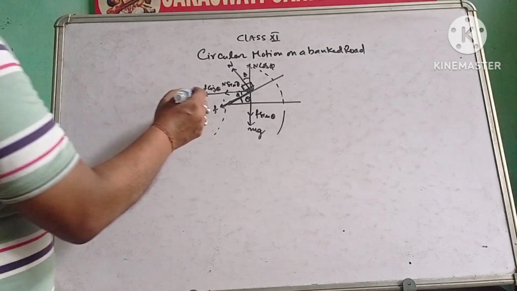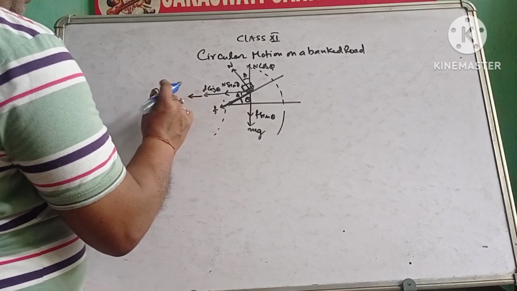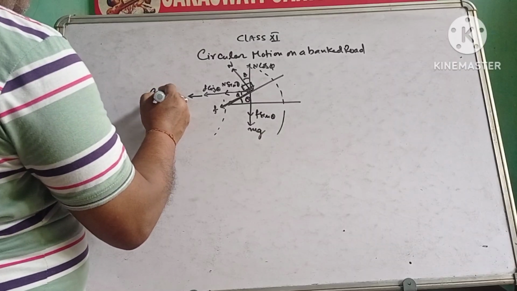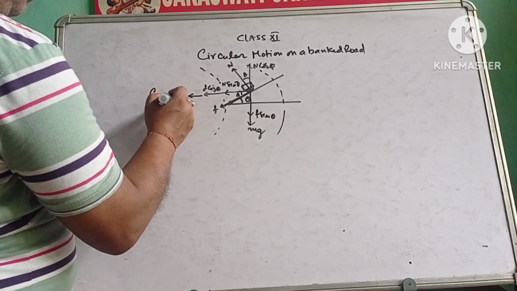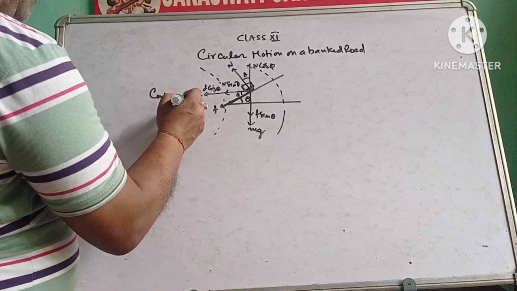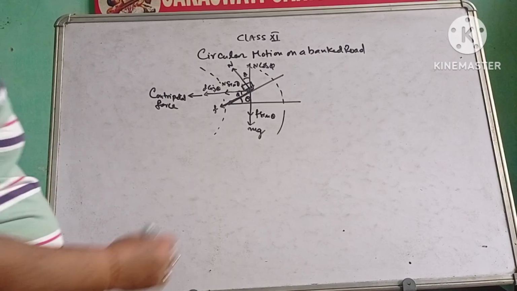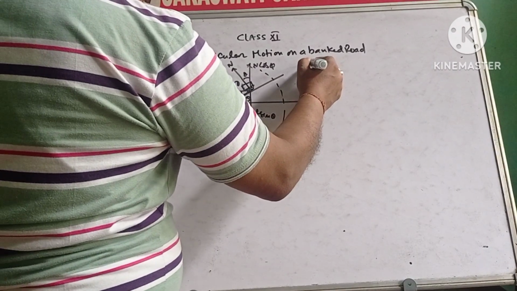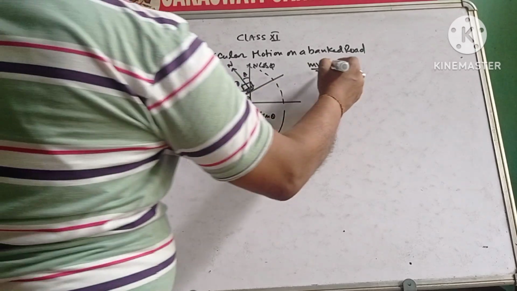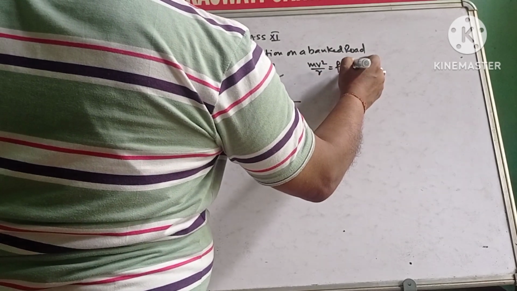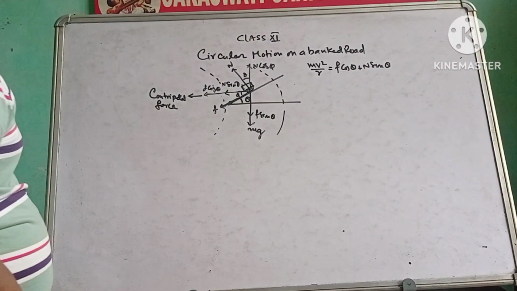So now this acts as a centripetal force. So here your centripetal force is mv square by r, and this is equal to F cos theta plus N sin theta. This is your centripetal force.